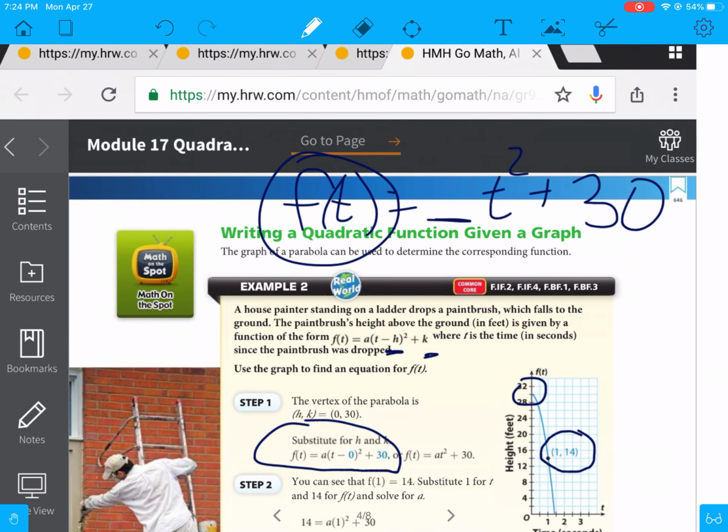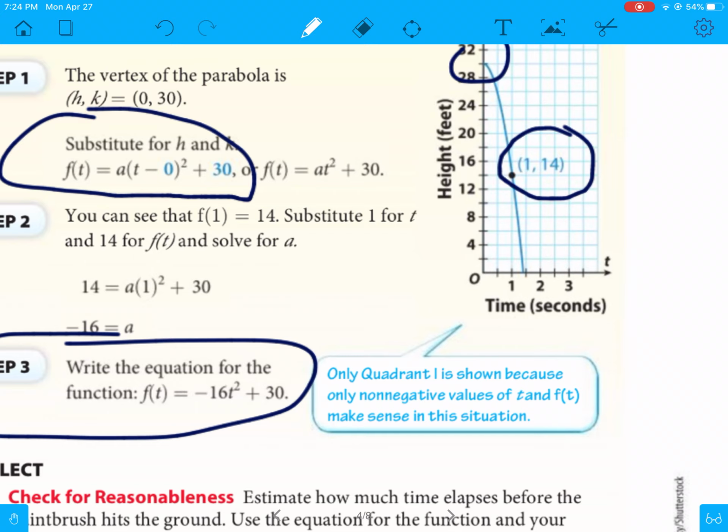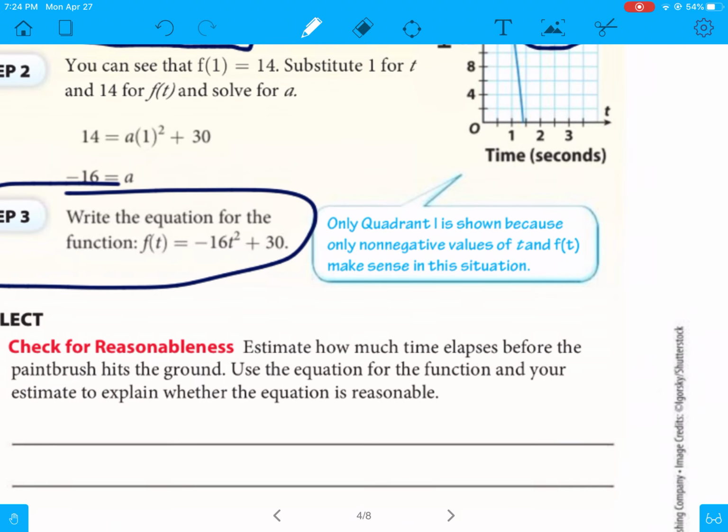So then that's what we're going to put right there: -16. So when you rewrite it, it's just going to be f of t equals -16 t squared plus 30. And then it just says estimate how much time elapses before the paintbrush hits the ground. You can just look here and say it's a little before a second and a half, so about 1.4 seconds.